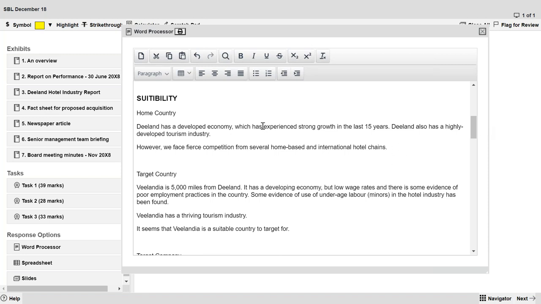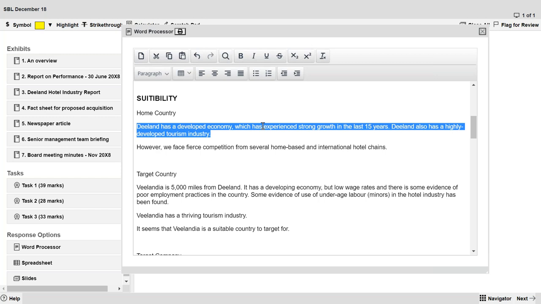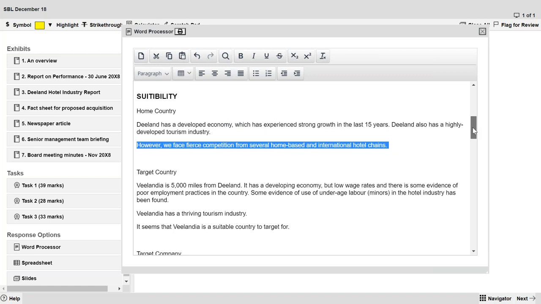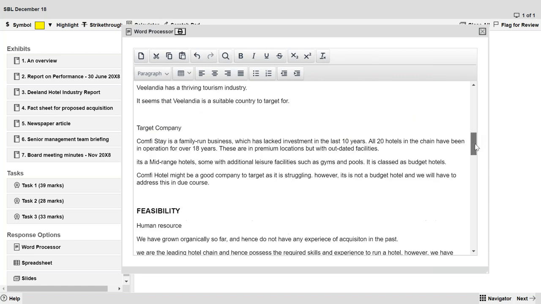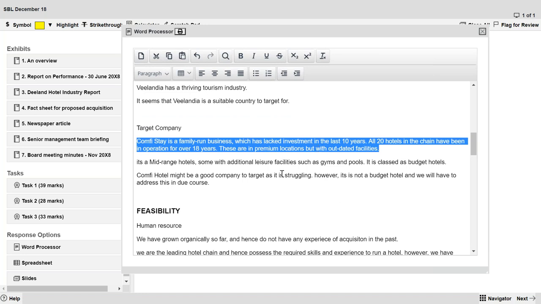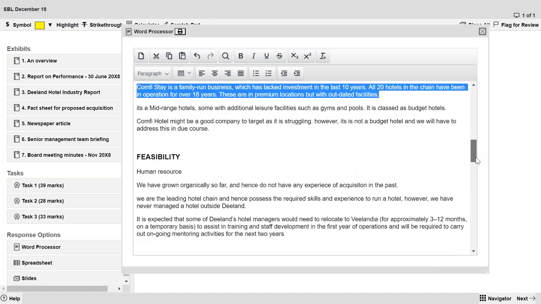So I've said that D-land has a developed economy and fierce competition. That's 1 point. I've talked about Finlandia, 2 points. I've talked about the target company. I would say another 2 points here, so a total of 4 points.